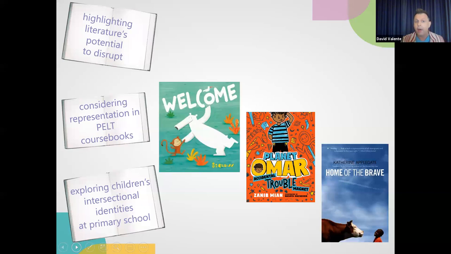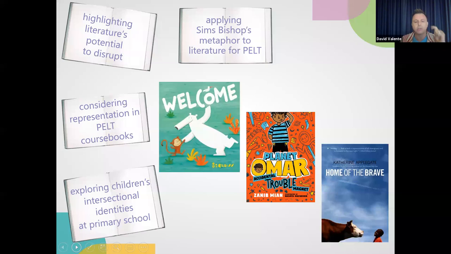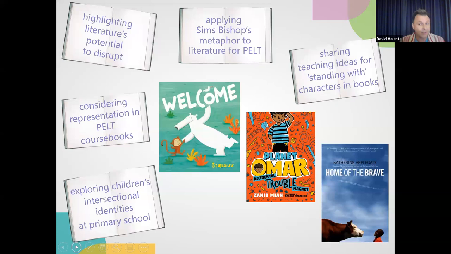And then look at potentially the shortcomings of representation in course books and how literature can help us as primary English language teachers and teacher educators disrupt the lack of representation. And then I want us to really apply the metaphor, the mirrors, the windows, and the sliding glass doors to primary ELT. And then finally, and very importantly, I want to share some concrete and practical teaching ideas that you can try not only with these three examples of children's literature formats, but with many other picture books and illustrated chapter novels and verse novels.